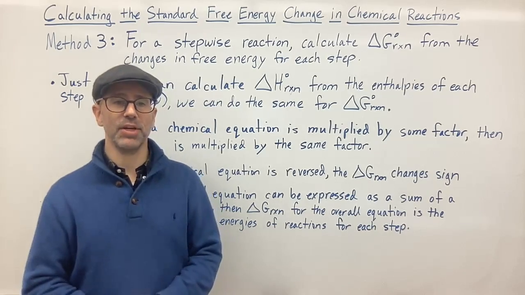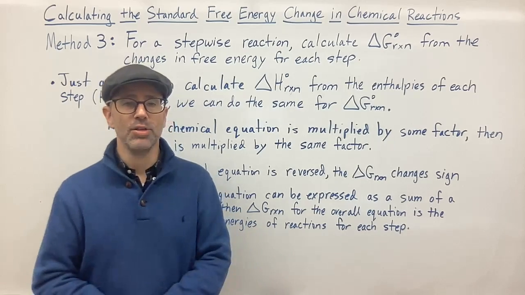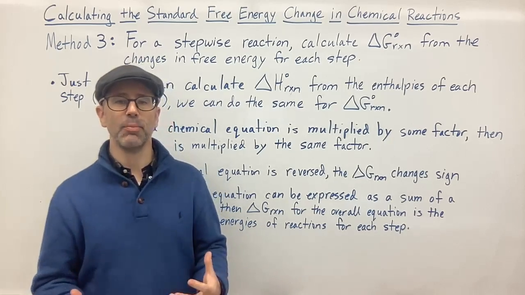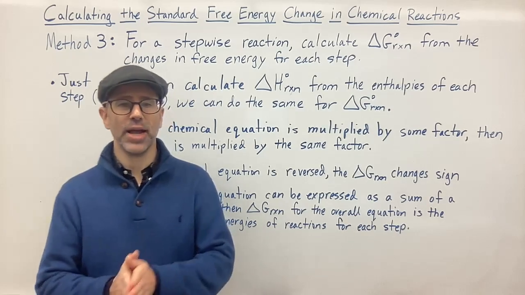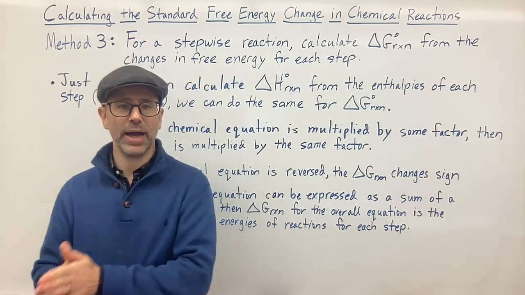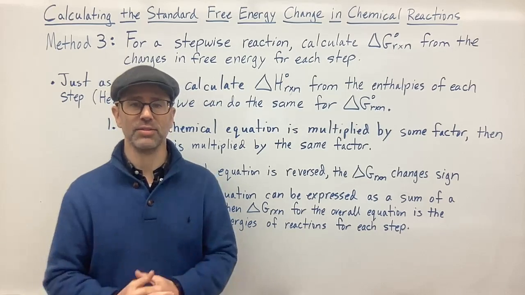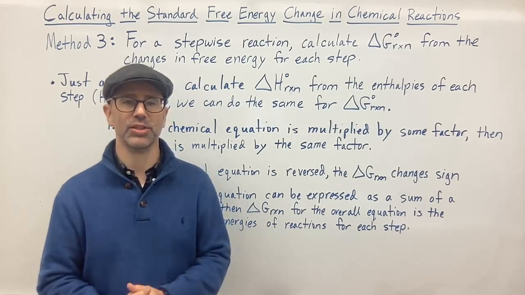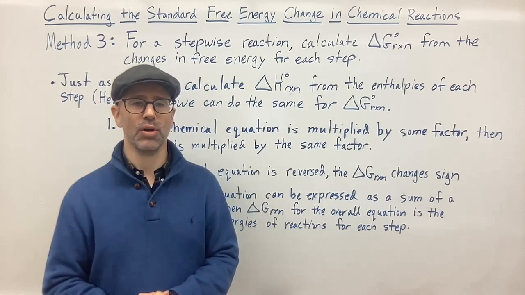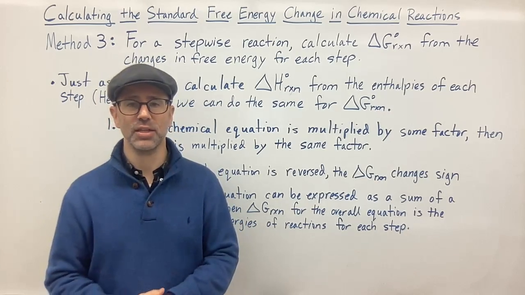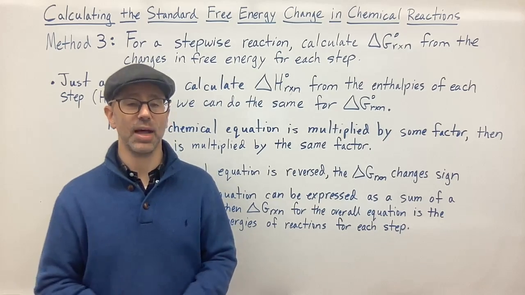In this video, I'm going to be going over method 3, which is basically we're using Hess's law. So that is that for a stepwise reaction, if you have some reactions that will add up to another reaction, right? So if you add reactions together to get another reaction, then you can calculate the delta G, or the standard free energy of reaction, from the changes in the free energies of each step, right?